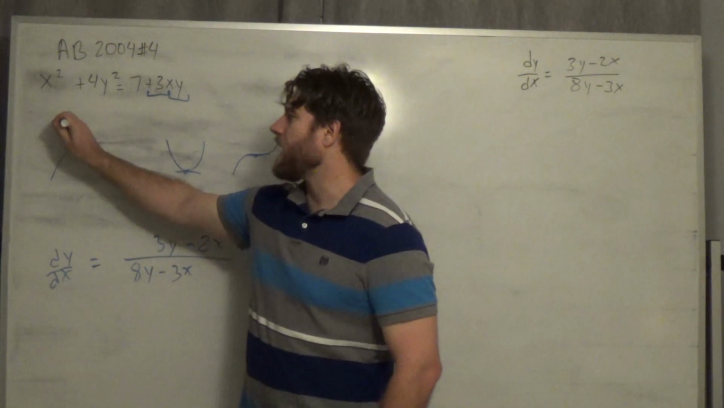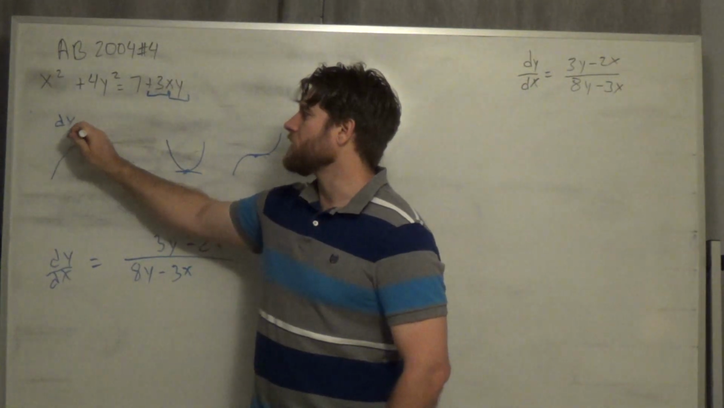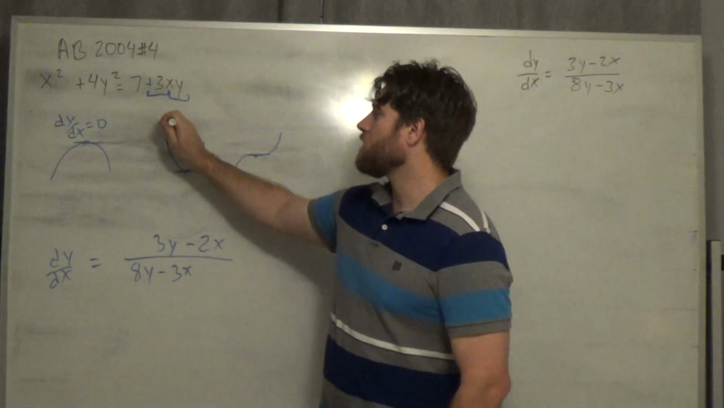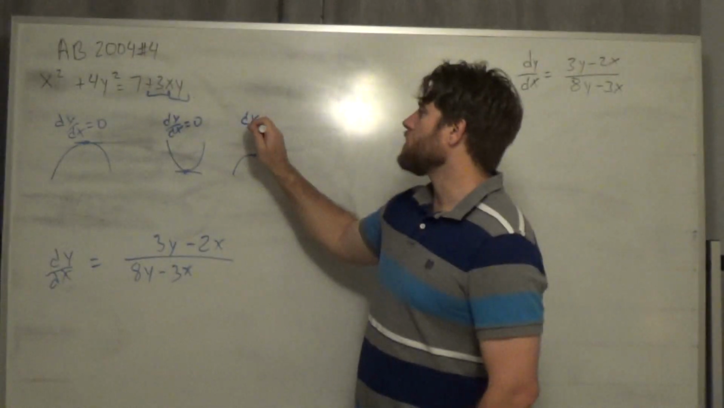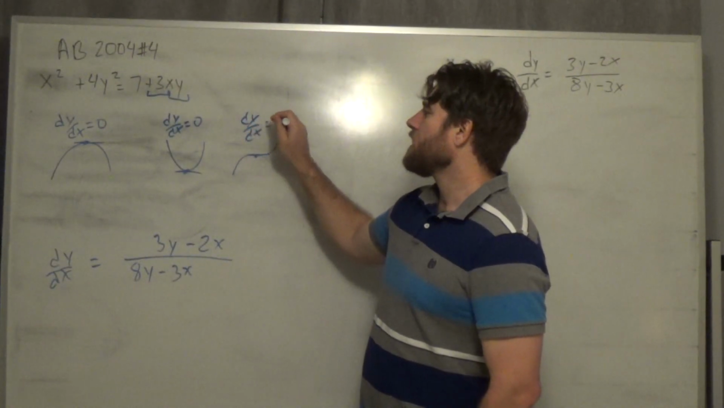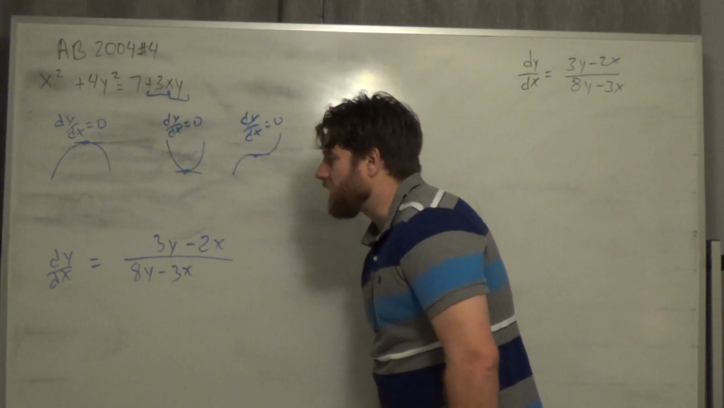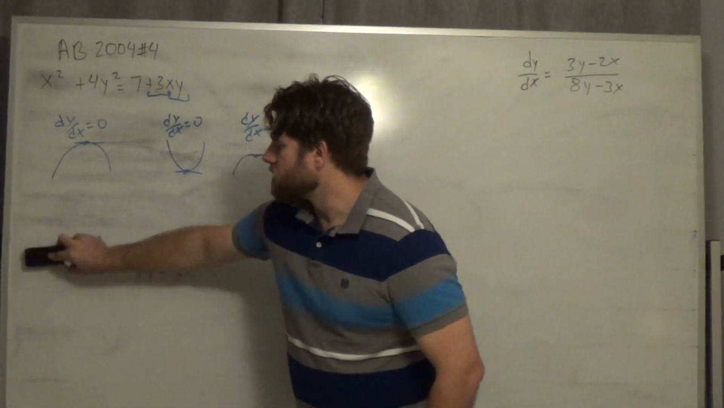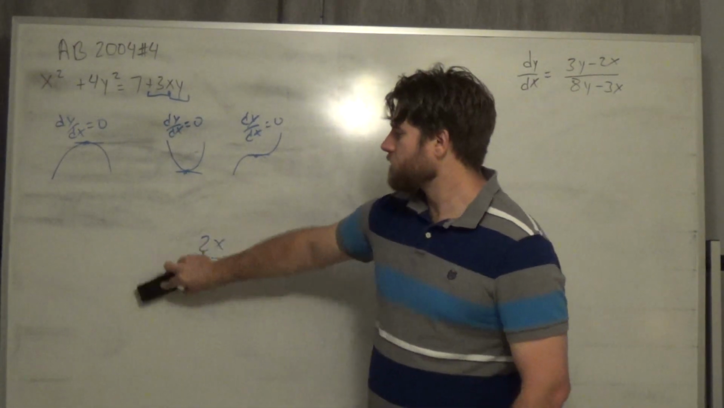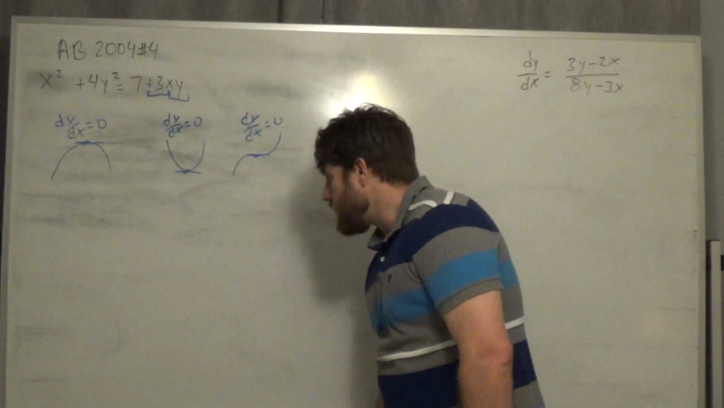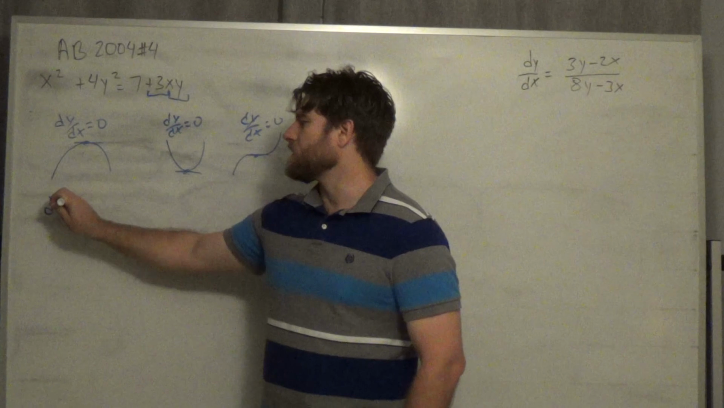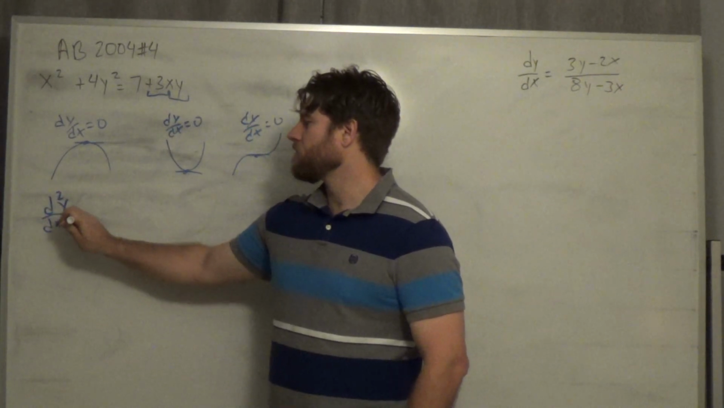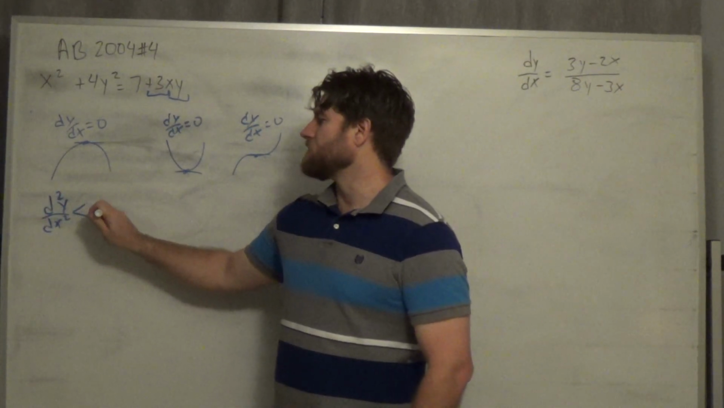First of all, the slope has to equal 0. So for each one of these, the slope equals 0. Then we just need to know something about concavity. If we look at the first one, it's concave down. Remember, concave down would mean the second derivative is less than 0.